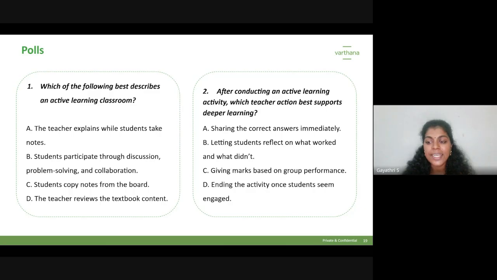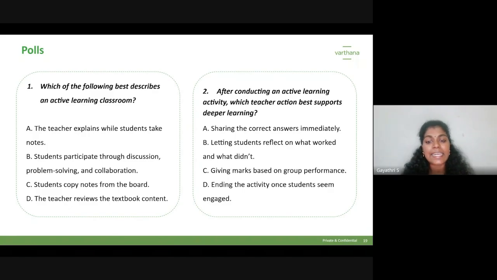The second question is, after conducting an active learning activity, which teacher action best supports deeper learning? Option A, sharing the correct answer immediately. Option B, letting students reflect on what worked and what didn't. Option C, giving marks based on the group performance.